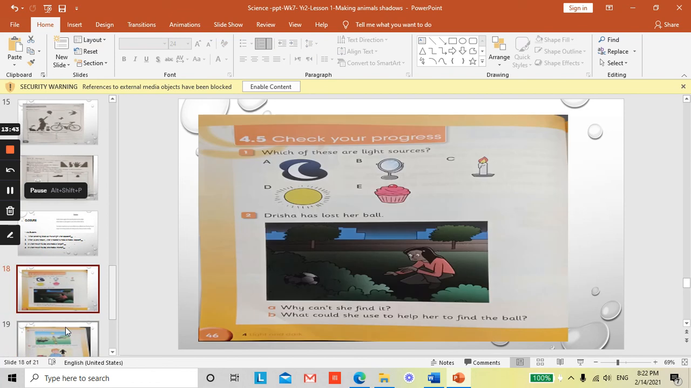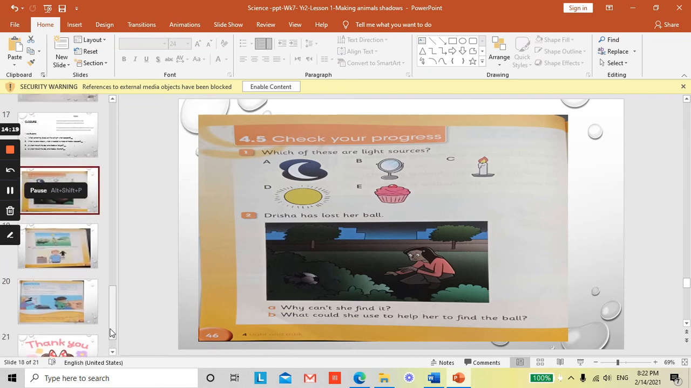After that, we have now completed our topic about light and dark. Now we need to check our progress. Check your progress. Which of these are light sources? You need to find the light sources. Darish has lost her ball. So we have some questions here. Complete the check your progress and we will meet online.